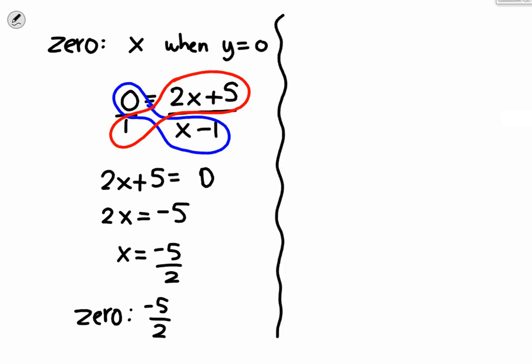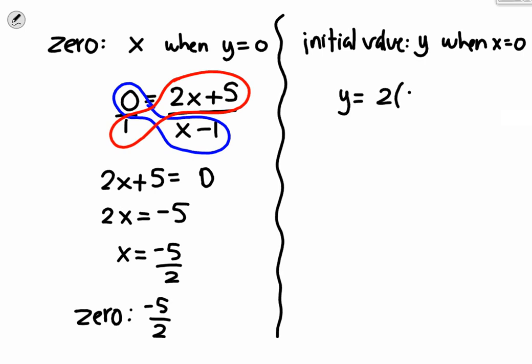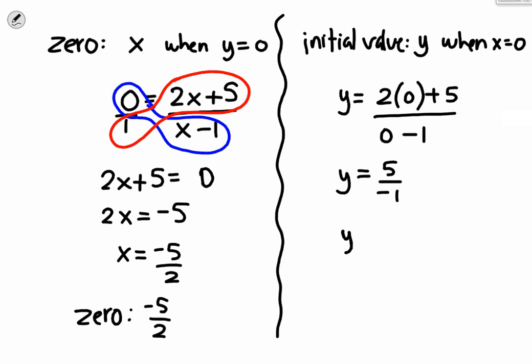Let's find the initial value. The initial value is y when x is equal to 0. Again, I suggest that we start with our initial expression, but we replace x by 0. So our y is 5 over negative 1. y is negative 5. So our initial value is negative 5. Now we're going to be able to sketch.